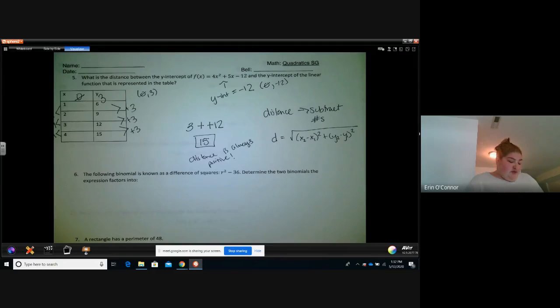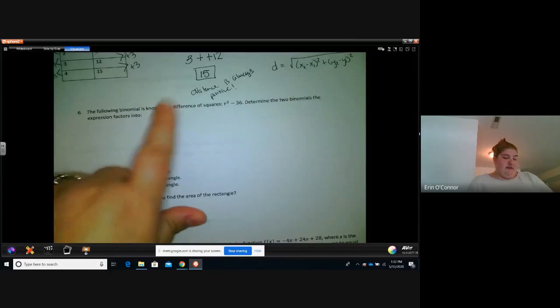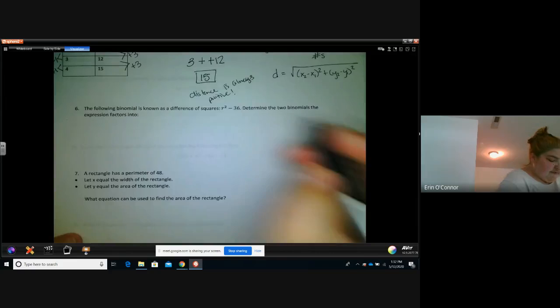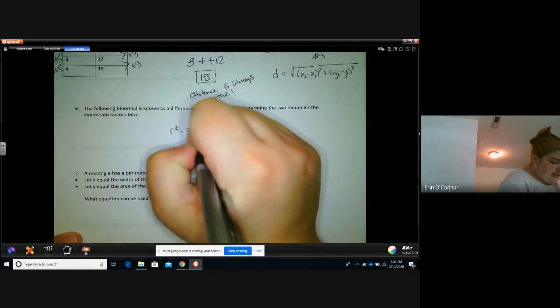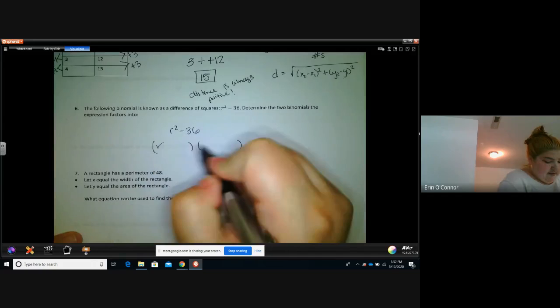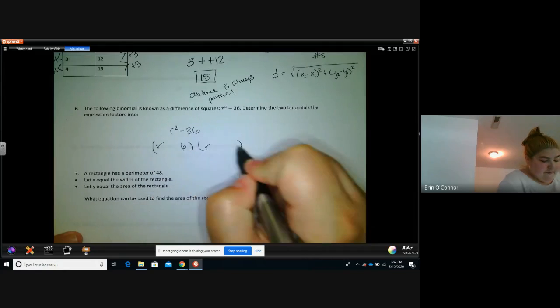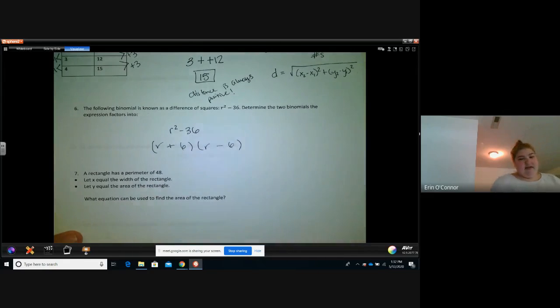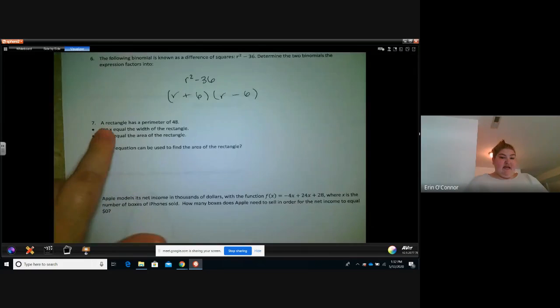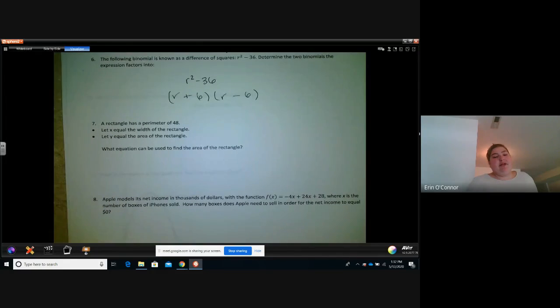Okay. For the next one, the following binomial is known as a difference of squares. So we have another difference of squares. R squared minus 36. Determine the two binomials the expression factors into. So r squared minus 36, put your parentheses, split up your variable evenly, take the square root of your number, and do a positive and a negative. There you go.